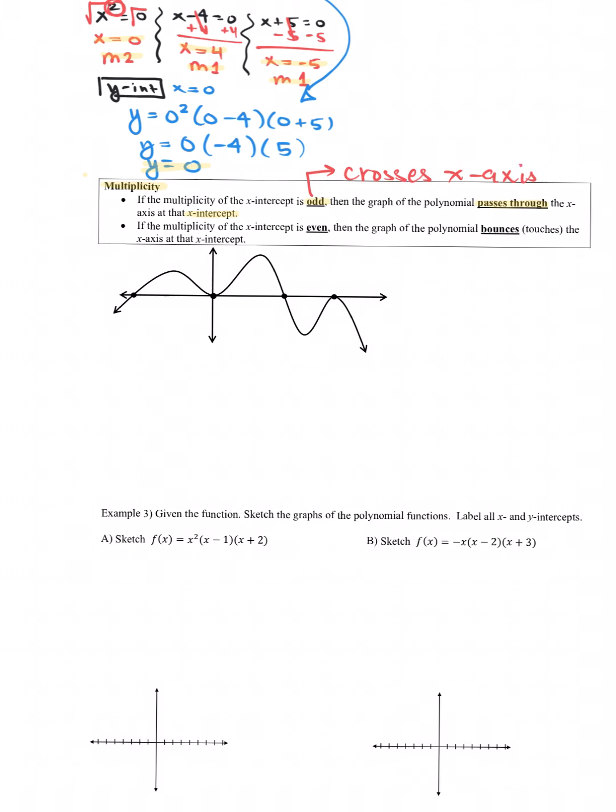Whereas if we have a multiplicity that is even, we have what we call a bounce. We call it a bounce, but it just touches the x-axis at the x-intercept. So that just means that it touches and doesn't pass through. So it reflects off the x-axis.